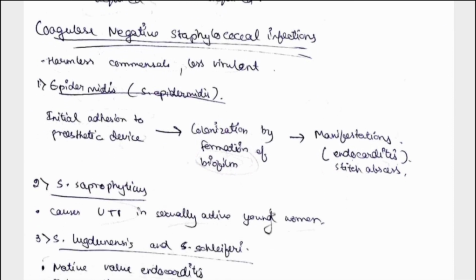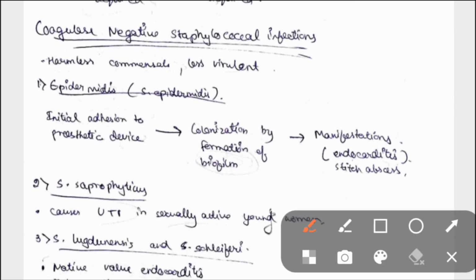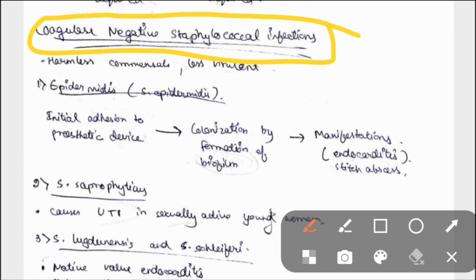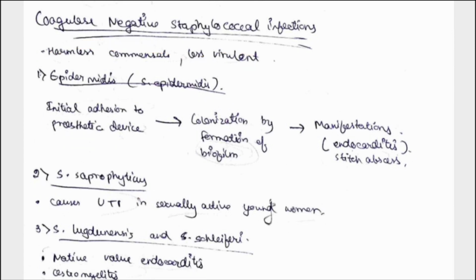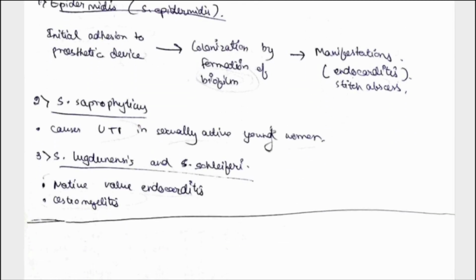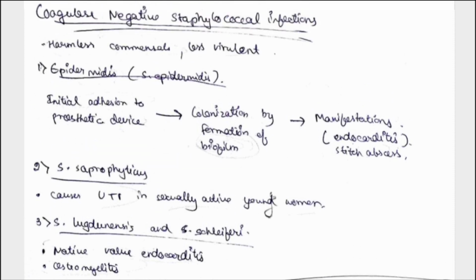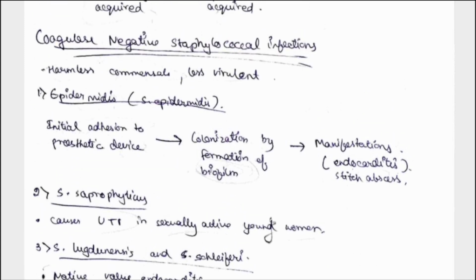One of the most important viva questions is coagulase negative staphylococci. Name some coagulase negative staphylococci: Staphylococcus epidermidis and Staphylococcus saprophyticus. These two are the most important. Staphylococcus epidermidis shows initial adhesion to the prosthetic device, colonization and formation of biofilm, and manifests as endocarditis and stitch abscess. Staphylococcus saprophyticus causes urinary tract infection. Remember, coagulase negative staphylococci are Staphylococcus epidermidis and Staphylococcus saprophyticus. This is the most important viva question.